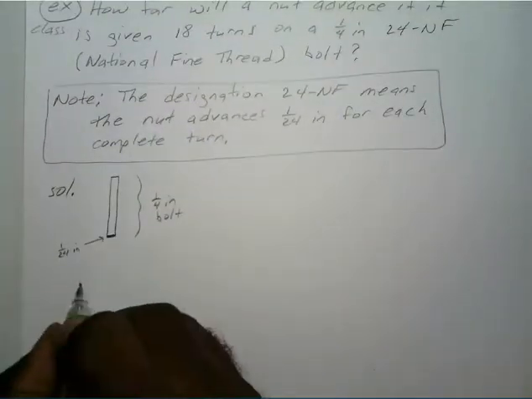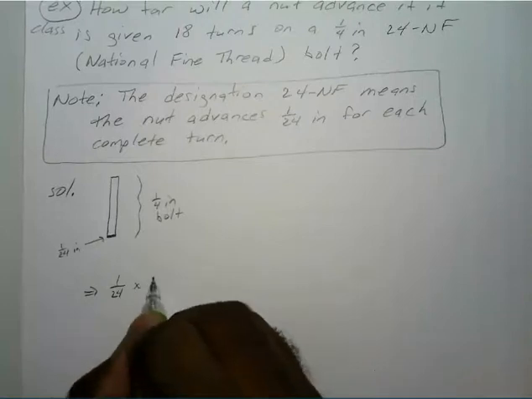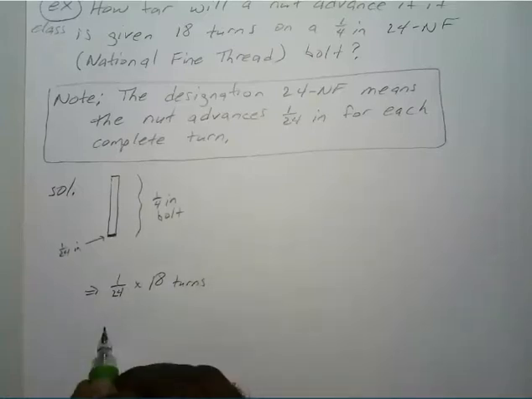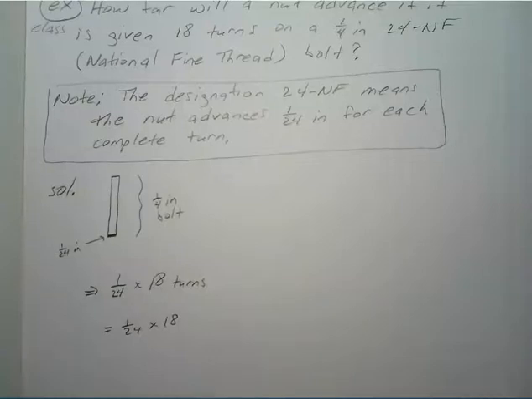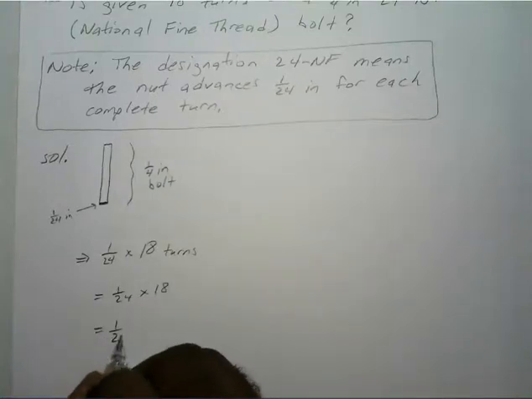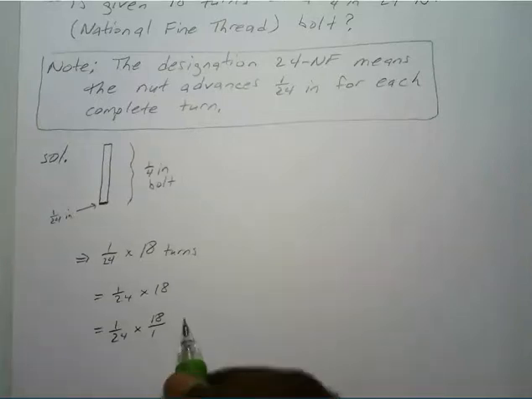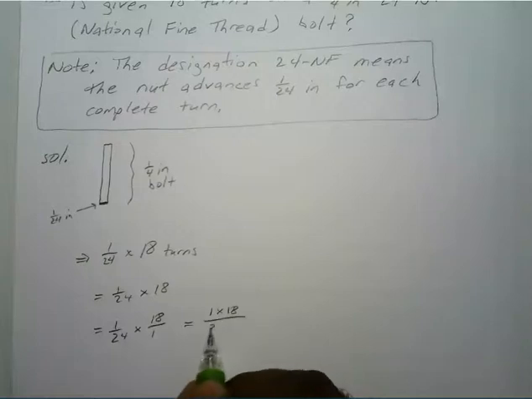Okay, so that means we have 1/24 times 18 turns, or just 1/24 times 18. We know that 18 we can rewrite. That's 1/24 times 18 over 1, which will become 1 times 18 over 24 times 1.